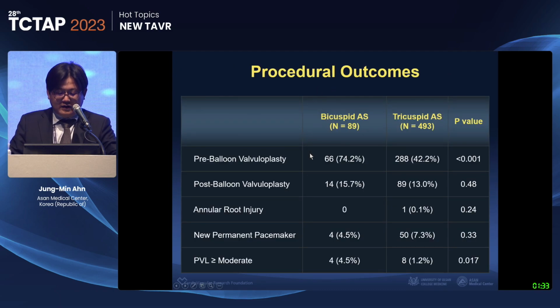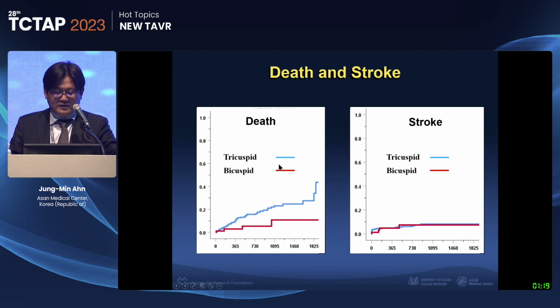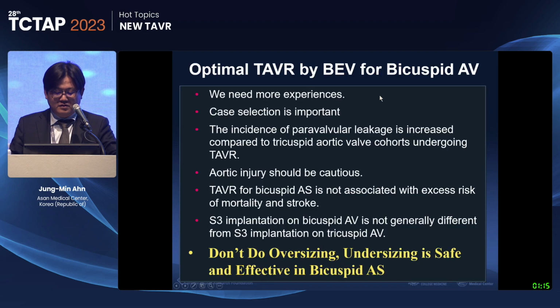This is procedural outcomes. Pre-balloon valvuloplasty is done more frequently in bicuspid aortic valve. Post-dilation, 60%. No aortic root injury. Pacemaker implantation, 4.5. Significant PVL is 4.5. There's no significant difference in stroke rate between tricuspid and bicuspid aortic valve.